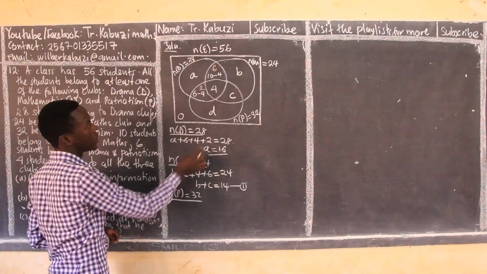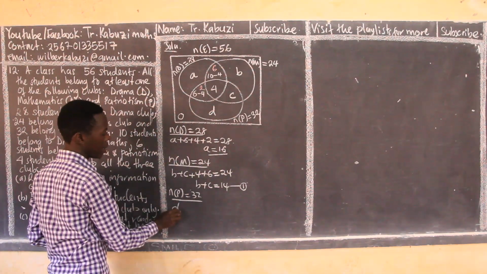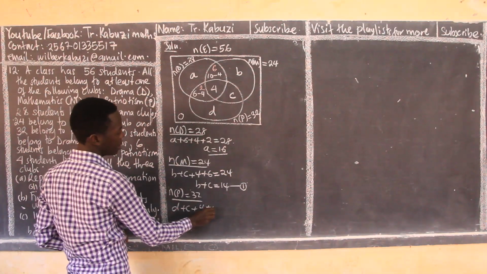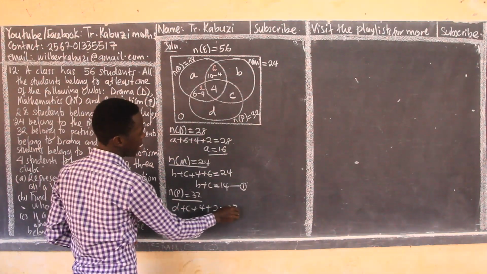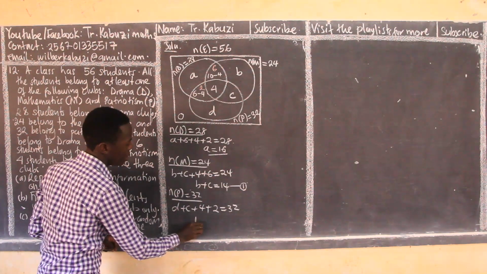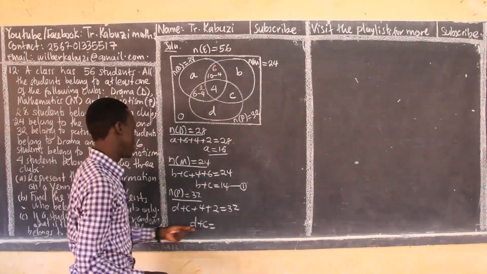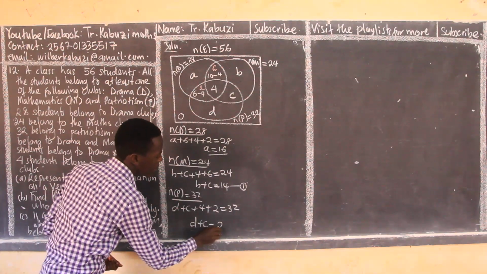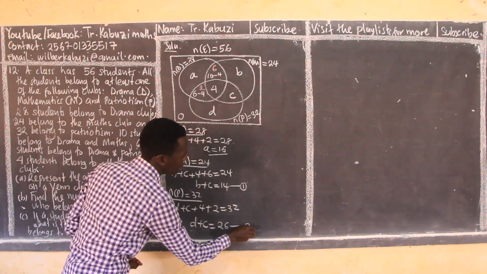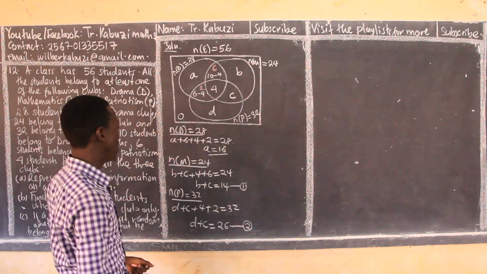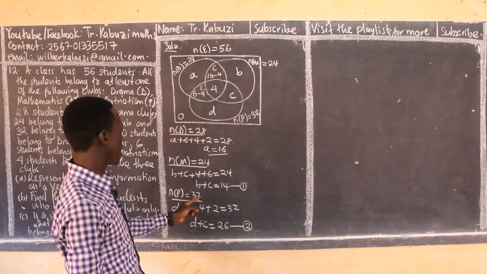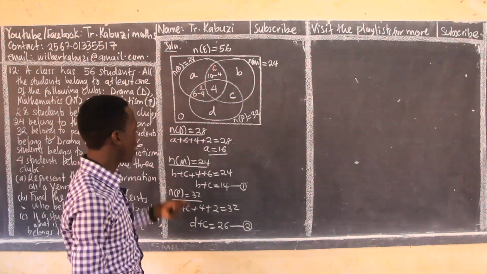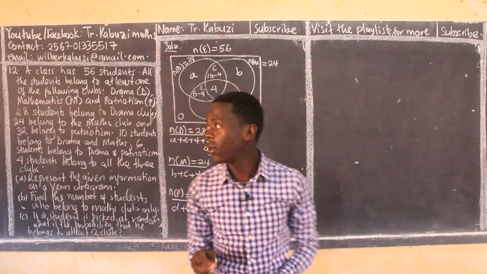32. So now when I add D plus C plus 4 plus 2, that's when I get my 32. So my D plus C will give me 6, take the other side. I think there we shall get 26. I call this one equation 2. So now what are we remaining with? Now I want to get the math only. So now the only thing I have left to study is the whole universal.